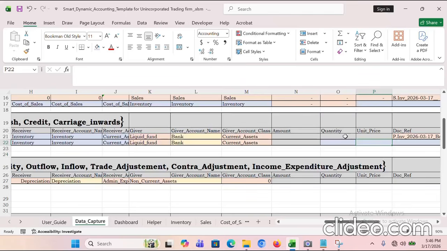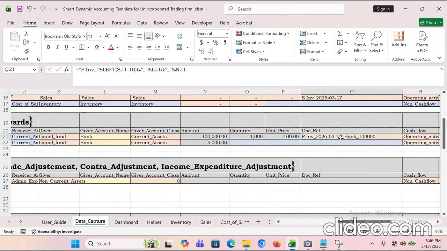What's left now is the unit price, quantity, and amount. Let's assume we purchase 1,000 units at the cost price of 100 naira. So 1,000 times 100 is 100,000. Then for the carriage inwards, it cost us 5,000 naira to move the goods.